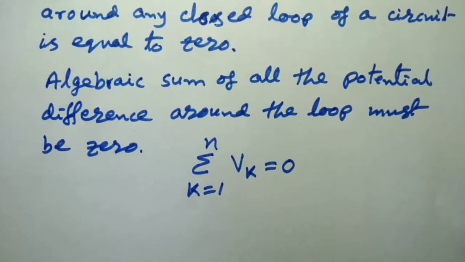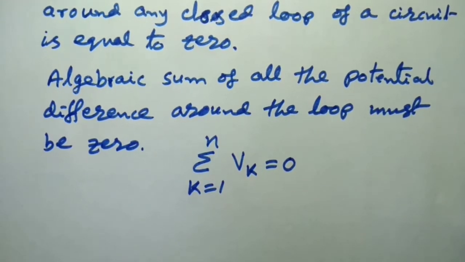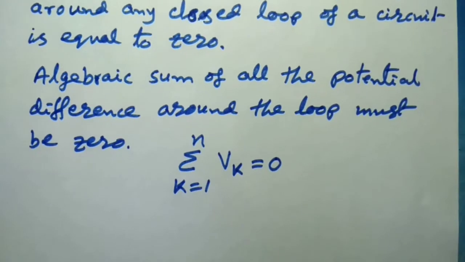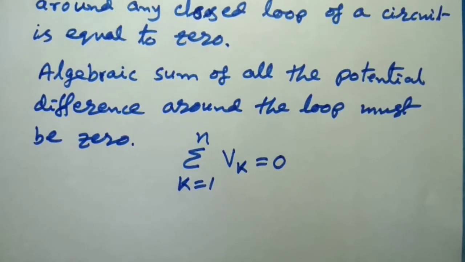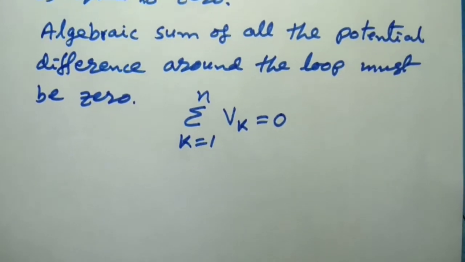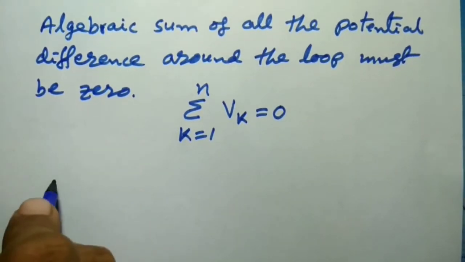So when we apply the KVL to a specific circuit, it is very important to pay attention to the algebraic sign. That means whether the value will be taken as positive or negative. The voltage drop across the branch will be positive or it will be negative. So there is a general concept. Before we discuss the concept, let's have an example.